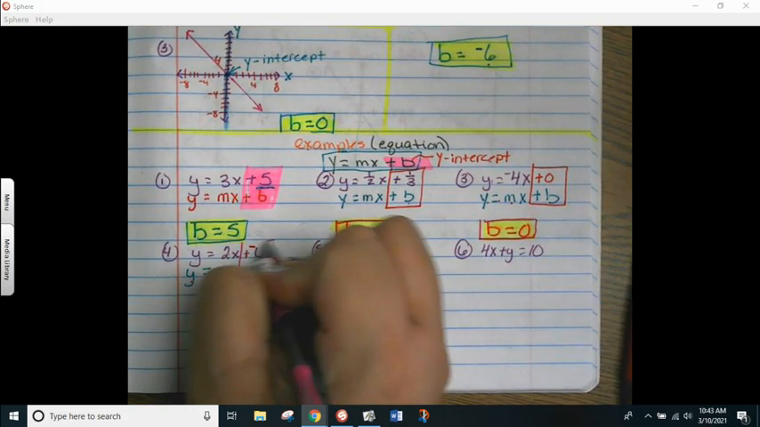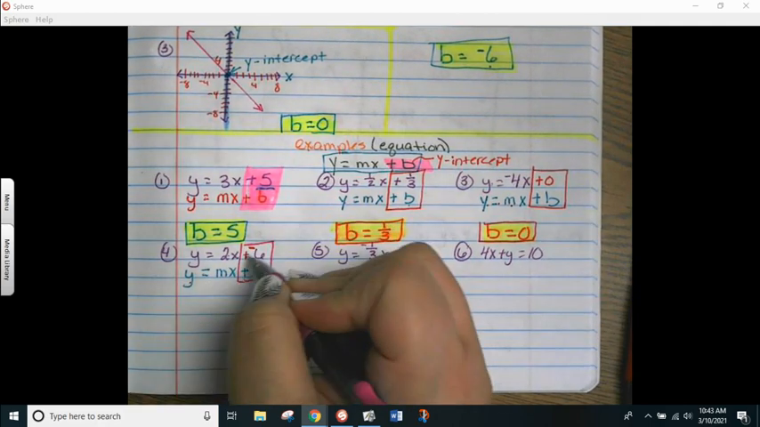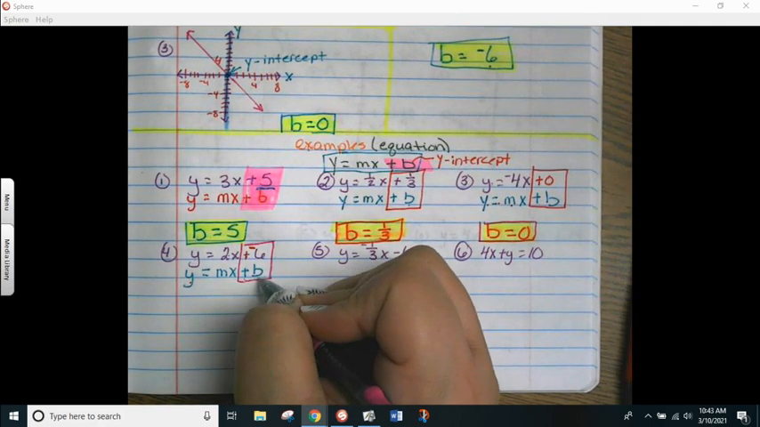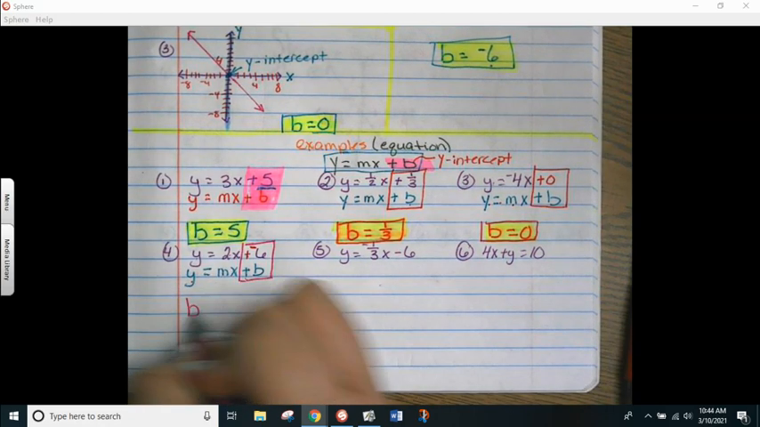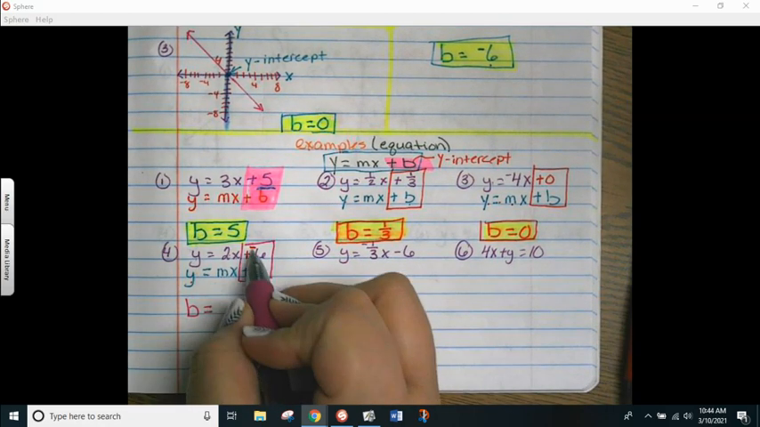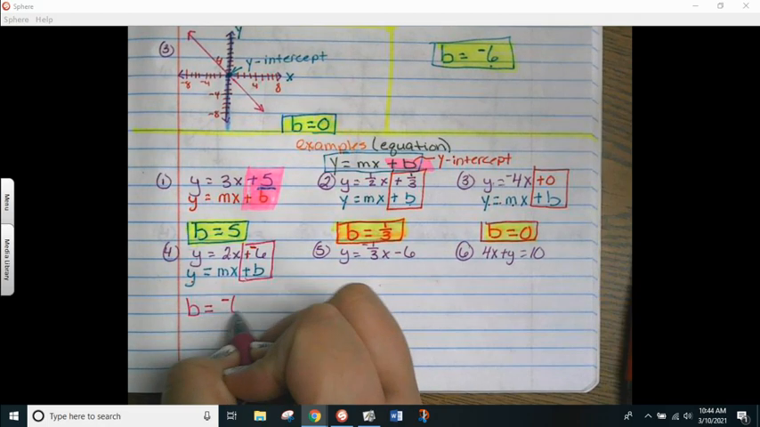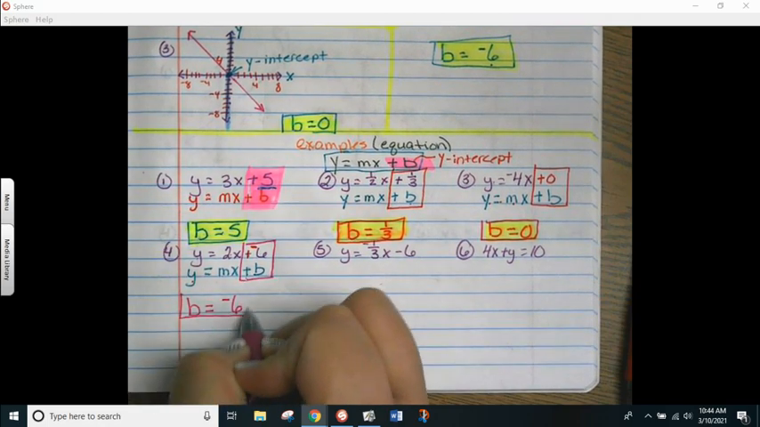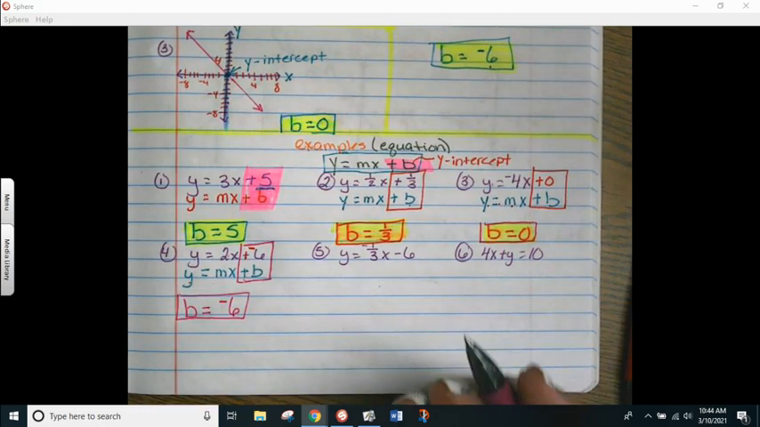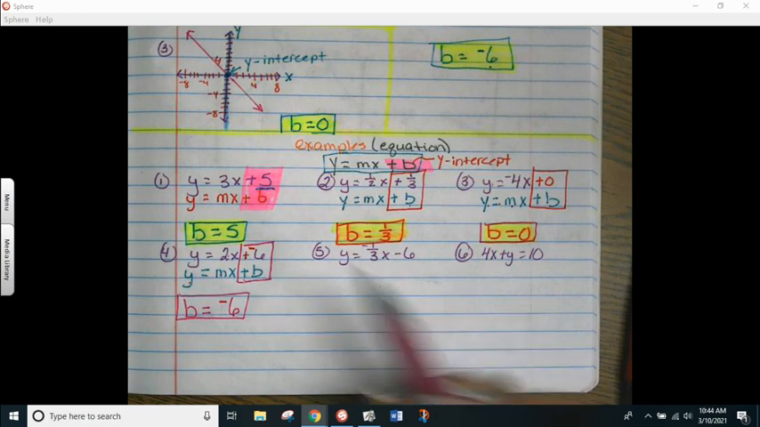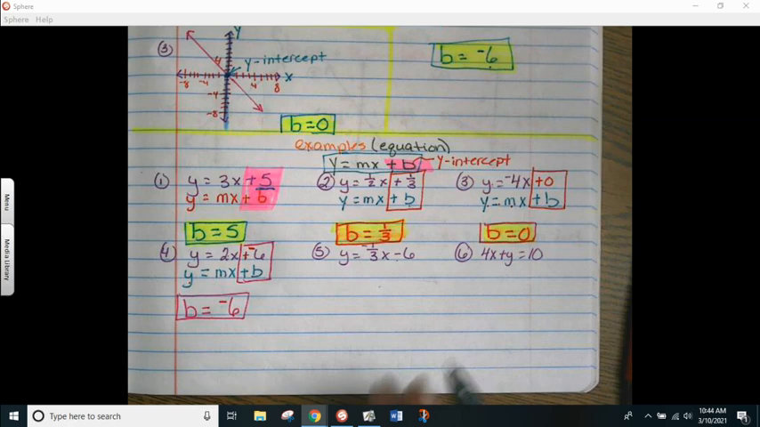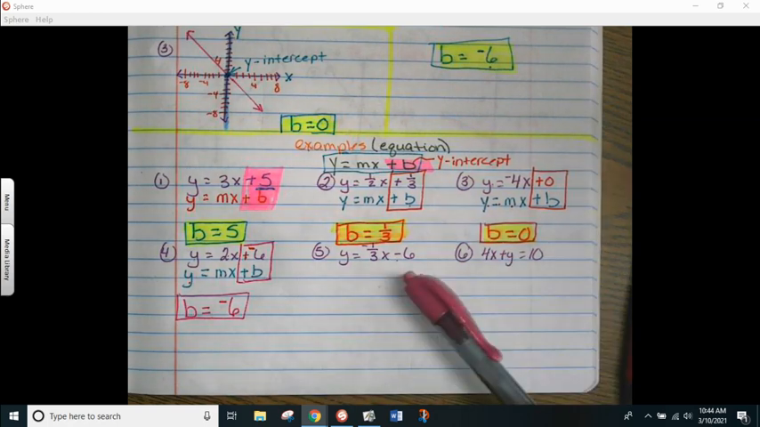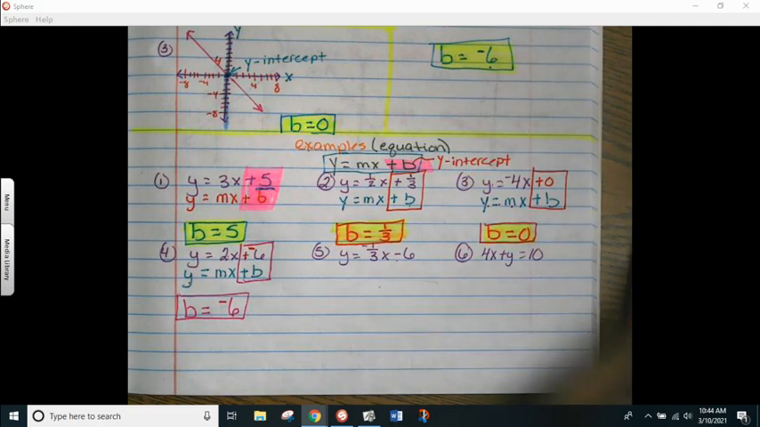And now it matches. Now I have the plus sign, and then whatever number is in place of b, that's actually my y-intercept. So here my y-intercept is now a -6. Most times whenever your y-intercept is negative, they are going to write it like this with a minus sign. Okay, so just know that if you see that, that's going to probably be a -6. So let's do the next one.